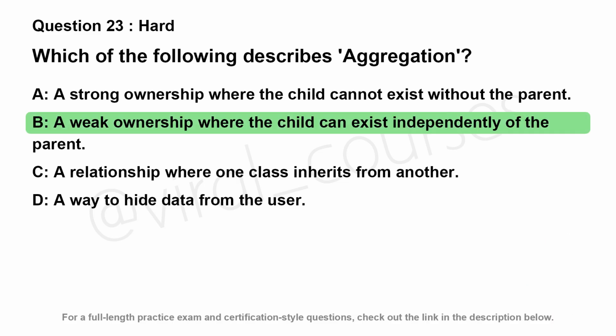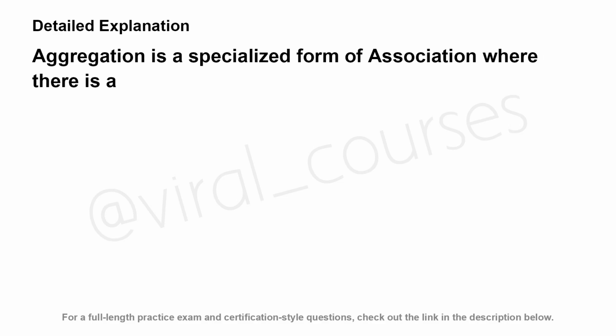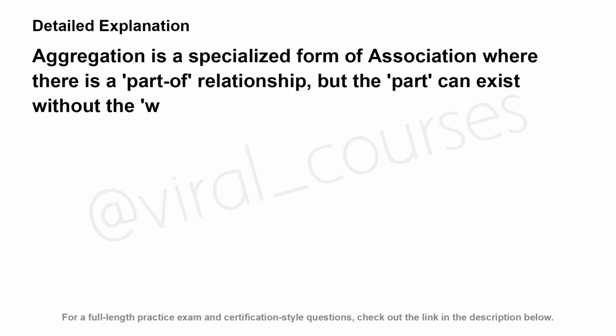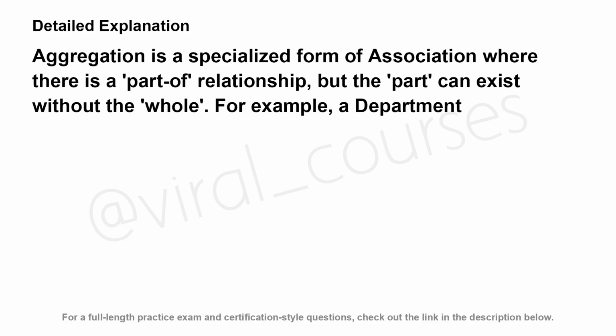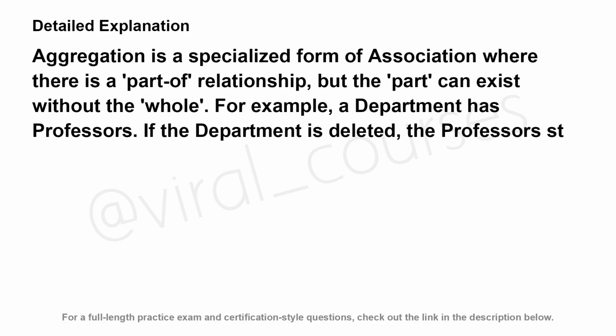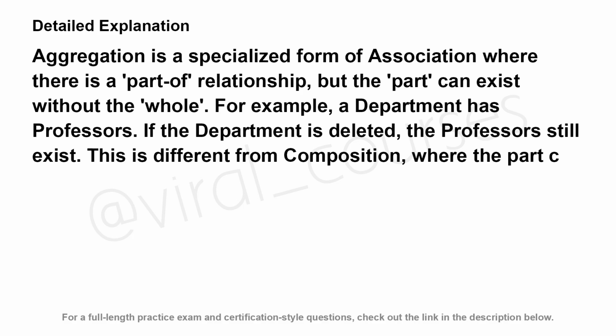The correct answer is B. Aggregation is a specialized form of association where there is a part-of relationship, but the part can exist without the whole. For example, a department has professors. If the department is deleted, the professors still exist. This is different from composition, where the part cannot exist without the whole.